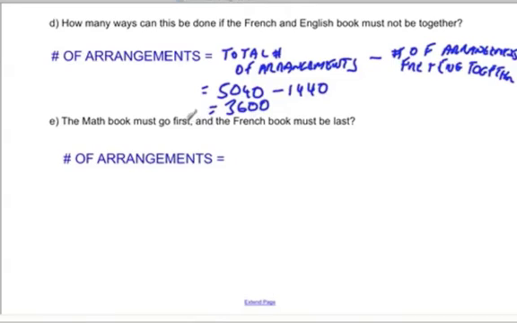Now, if the math book must go first and the French book must be last, that's like the moniker question we were just looking at. We have one choice for our first book, because that's going to be our math book, times, and then we got 5 choices for our second book, times 4, times 3, times 2, times 1, and then times 1. So this is going to be then 5 factorial, which is 720. Sorry, 120.